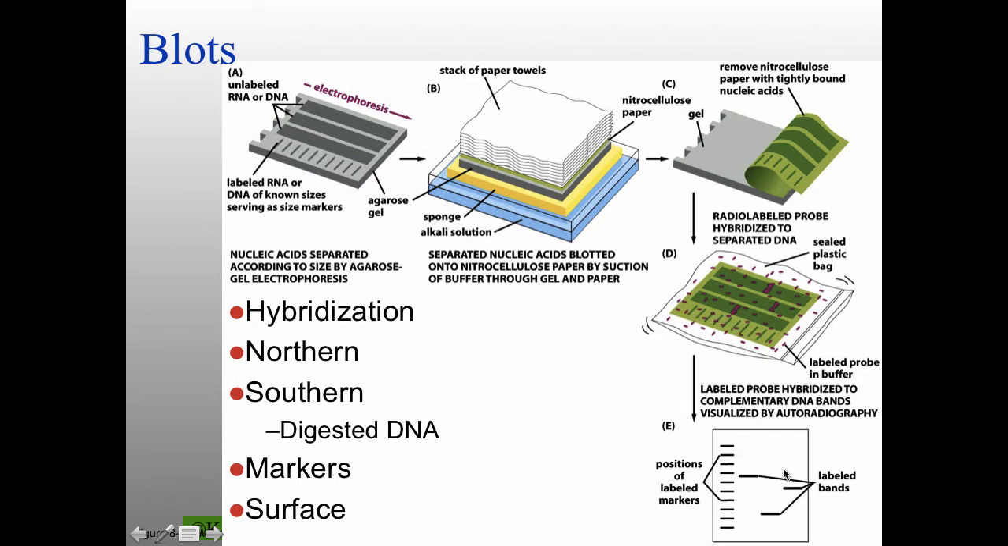Lots of different kinds of blots you can use. If you're separating RNA, this is called a northern blot. If you're separating DNA, it's called a southern blot. The reason it's called a southern blot, it was actually invented by a guy called Southern, and then all the other ones were named based on that name. So we talked about western blots really briefly. A western blot is when you have protein on your membrane. So western blot, proteins on the membrane. Northern blots, RNA on the membrane. Southern blots have DNA on the membrane.